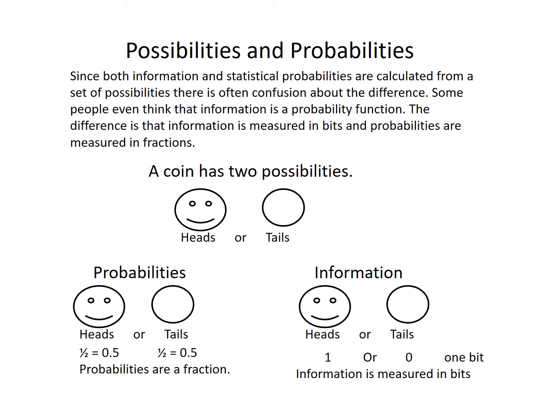And the probability of tails is 1 out of 2, or 0.5. Probabilities are a fraction. Information, on the other hand, is measured in bits. So the head would be coded as 1, and the tail could be coded as 0. 1 or 0, 1 bit.